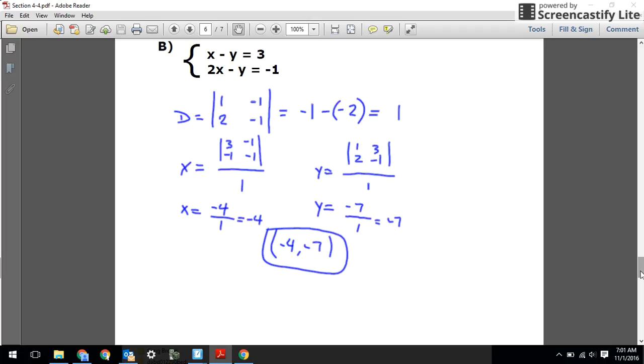Negative 4 comma negative 7. Your big D turns out to be positive 1. Watch out again for that double negative. Negative 1 minus a negative 2 ends up being positive 1. So therefore, the denominators are both positive 1. Here's my x: 3 times negative 1 is negative 3. Minus 1 is negative 4. So negative 4 is my x. Same thing here, and then for negative 7, so negative 7 is my y. There's my coordinate.